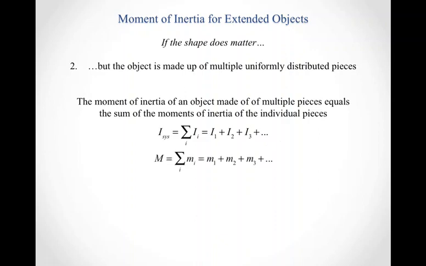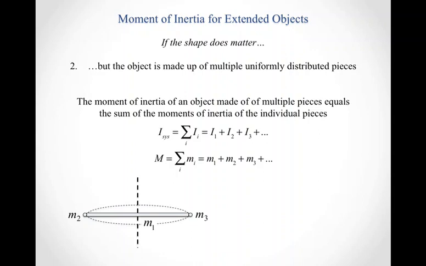So what this means is that, again, moment of inertia acts just like mass. How do you find the total mass of your system? You just add up the masses of all the individual pieces. Moment of inertia works the same way. And so as an example, let's say that I've got a rod and then I have 2 point masses sitting on the end.